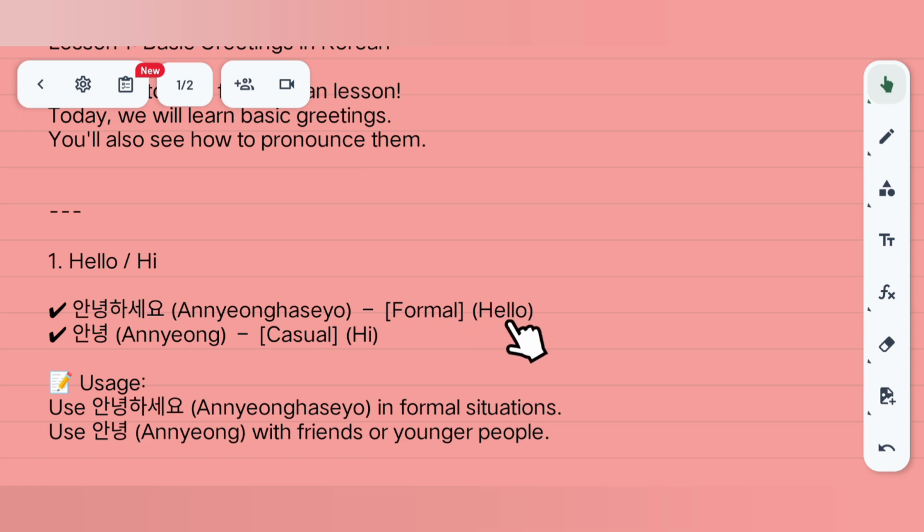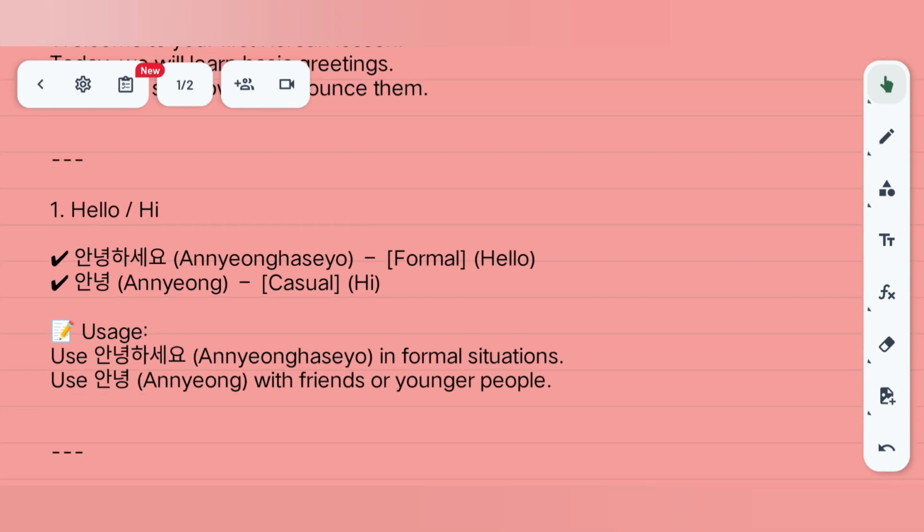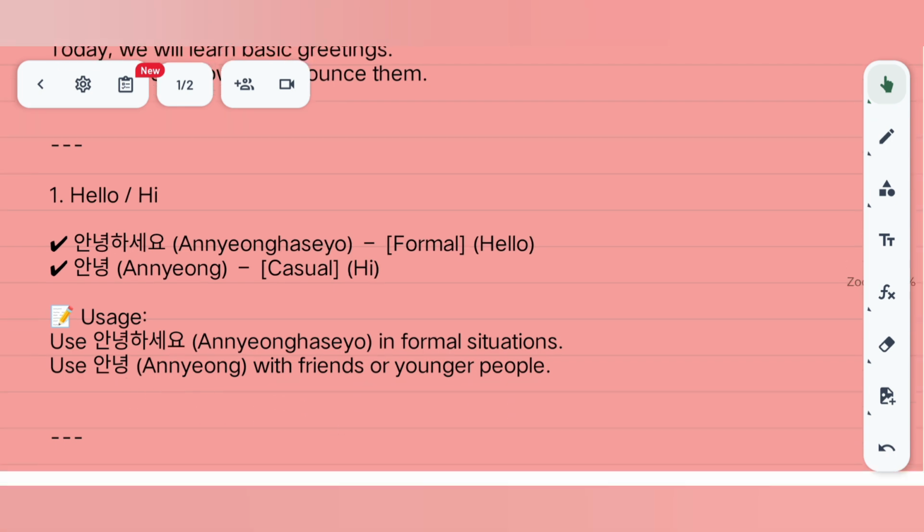So, how do we say hello in formal way? We say 안녕하세요. You can see it in English. Next is how to say hi in casual way. It's 안녕. We just don't use 하세요 with it. First was 안녕하세요 and second is 안녕. Use 안녕하세요 in formal situations and use 안녕 with friends or younger people.